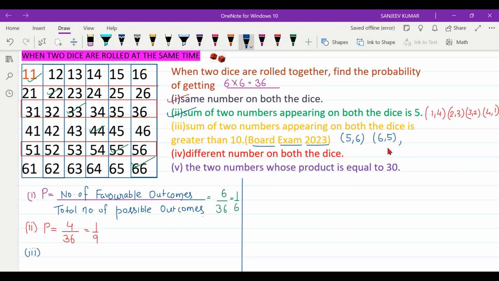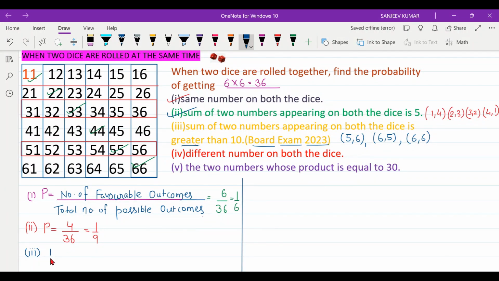Correct, and one more, that is your 6 comma 6, correct. And if you go back a little bit here, 5 is also there, but 5 will give you 10, and we want greater than 10. The important word is greater than 10. So we have 3 combinations only.